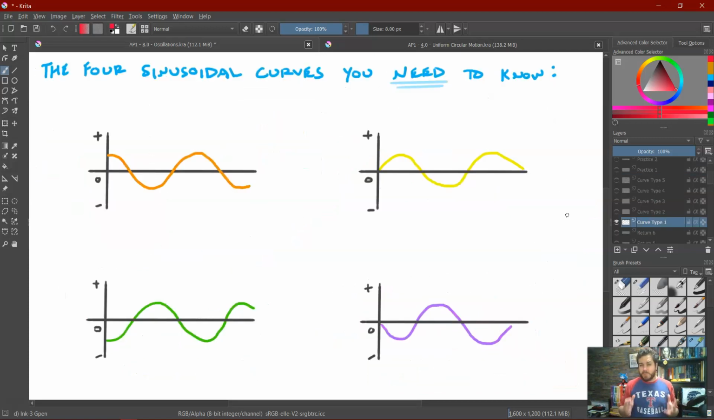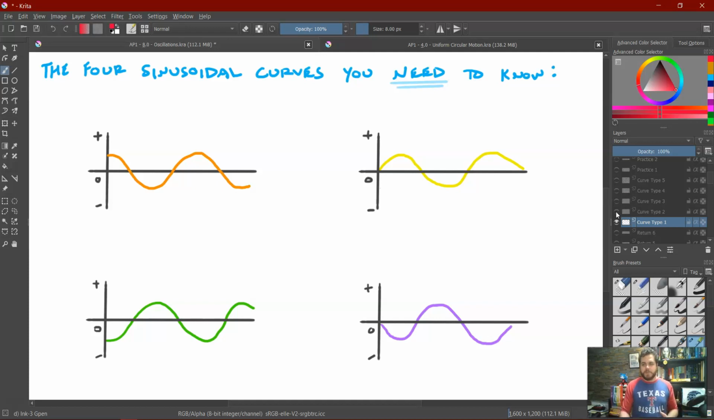Now, if you're not in pre-cal, or maybe you just don't quite remember, you might be thinking, where the heck did we get the positive cosine from? How did I know that was a positive cosine graph? There are 4 sinusoidal curves you're going to need to know. You need to know them specifically and be able to identify them by sight. And they are positive and negative cosine and positive and negative sine.